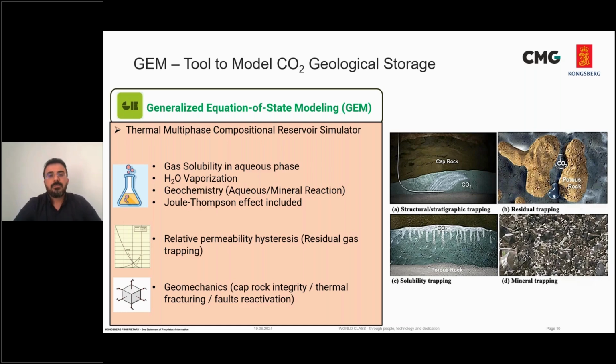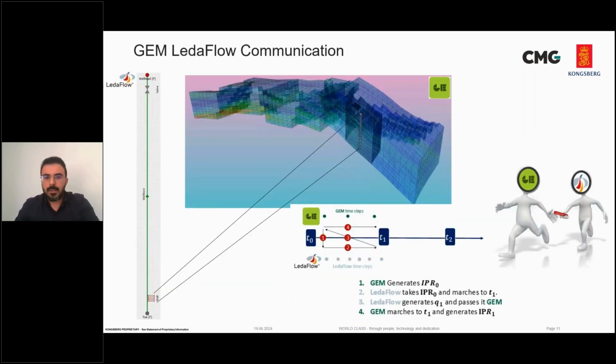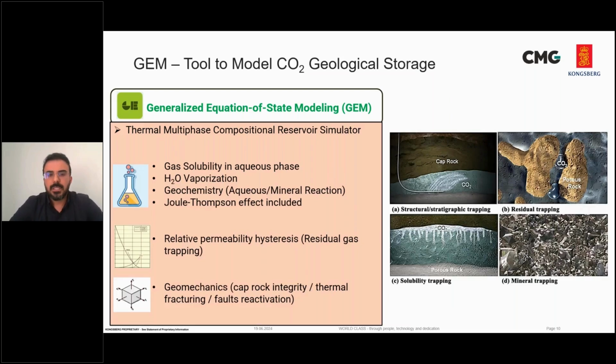The Joule-Thomson effect is included in the thermal option of GEM. On residual gas trapping mechanisms, you can model the relative permeability hysteresis effect. And finally, on geomechanics, you can model the integrity of your cap rock, and any possibility of thermal fracturing or fault reactivation during the injection of CO2 into the formation.